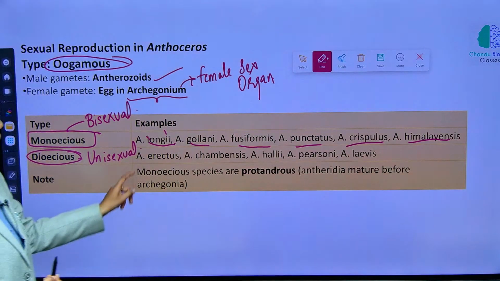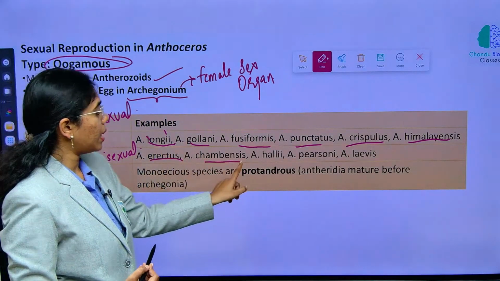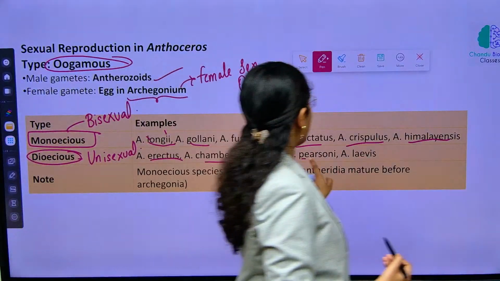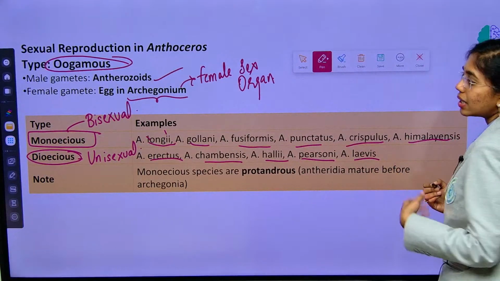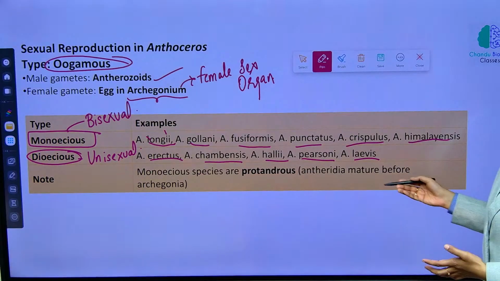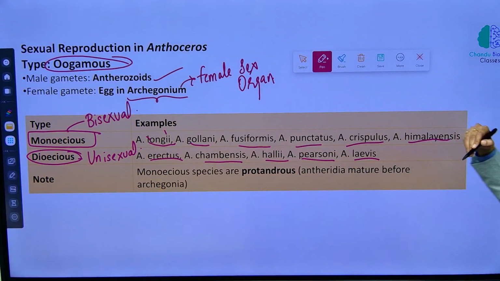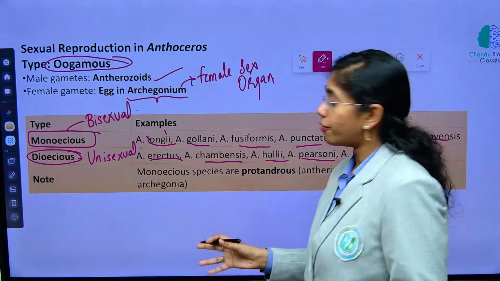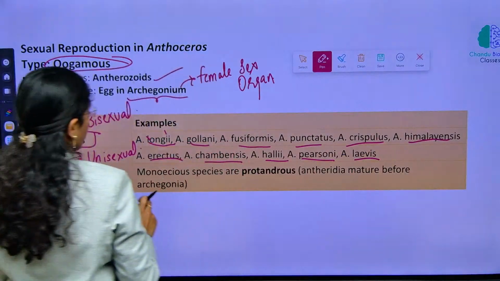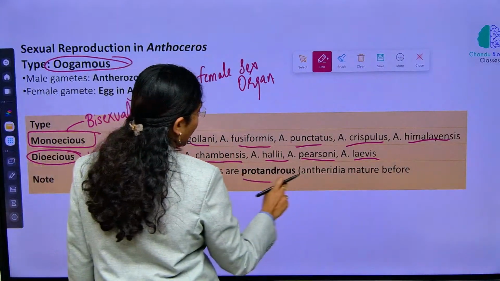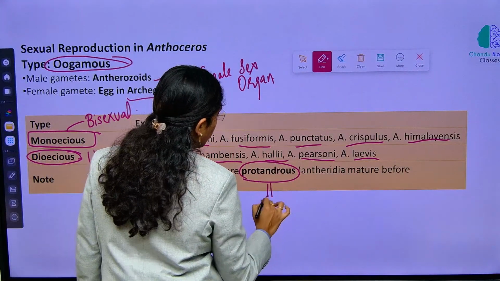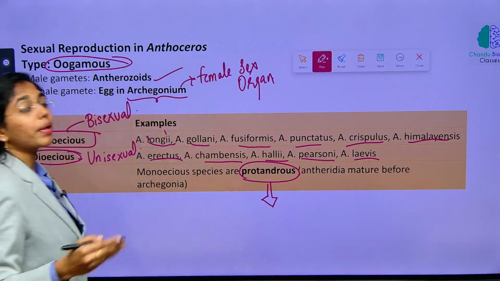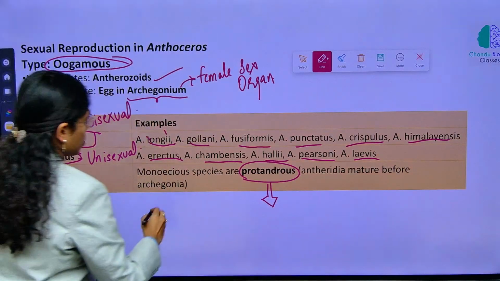Dioecious or unisexual. Examples you can see: Anthoceros erectus, chambensis, halli, personii and laevis. These are different species which show dioecious type of sex organs, where male and female sex organs are on different thalli. So here you observe monoecious species are protandrous, which means male sex organs mature prior to the female sex organs.